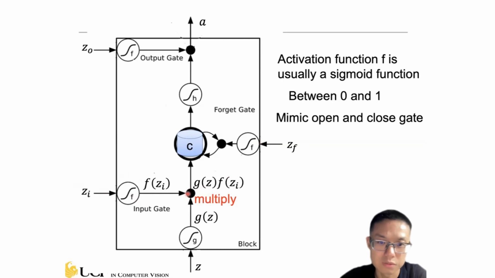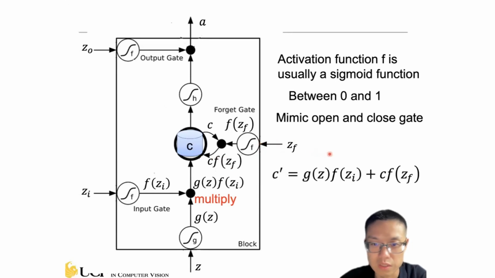Then we have this multiplication: g(z) multiplied with f(zi), where f(zi) is a value between 0 and 1. Similarly, the forget signal goes through the sigmoid activation and generates the value f(zf). Previously we had a value c stored in the memory, so we multiply c with f(zf), and we also consider the value coming from the input, g(z) times f(zi). When we do the summation, we denote the result as c prime, which is the new value stored in this memory cell. As you can see here, we have a term c multiplied with f(zf).